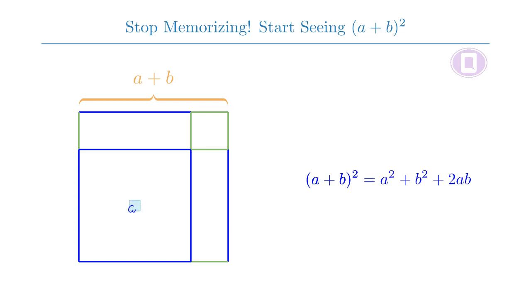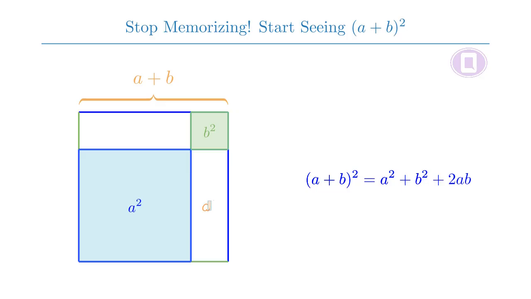Bottom left square has a side length a, and its area is a squared. This area contributes the a squared term in the formula. Top right smaller square has side length b, and its area is b squared. This area contributes the b squared term in the formula.